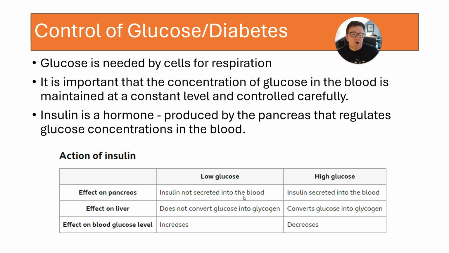Well, when you've got low blood sugars, insulin isn't secreted, and you actually secrete another. If you're doing Higher Tier, you need to know that it secretes glucagon at low blood glucose. High glucose, insulin is secreted into the blood, and then in low glucose it does not convert glucose into glycogen, and therefore it increases it, whereas where you've got high glucose, it gets stored in your liver as glycogen.